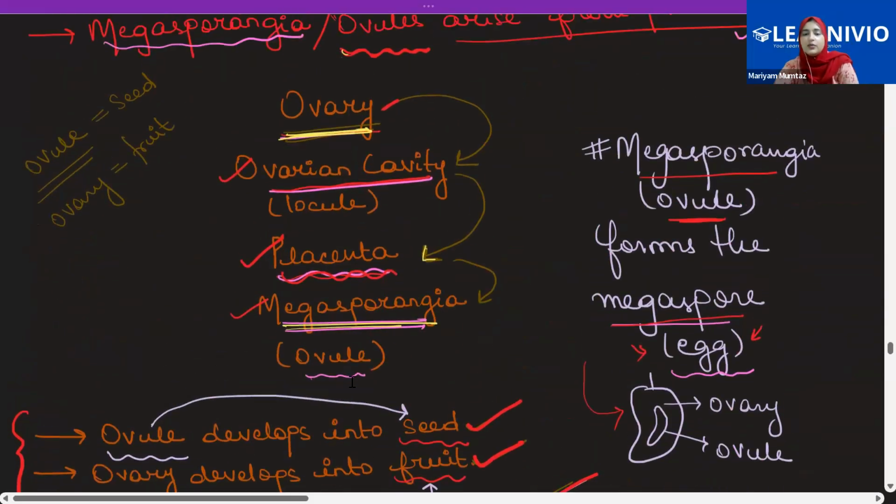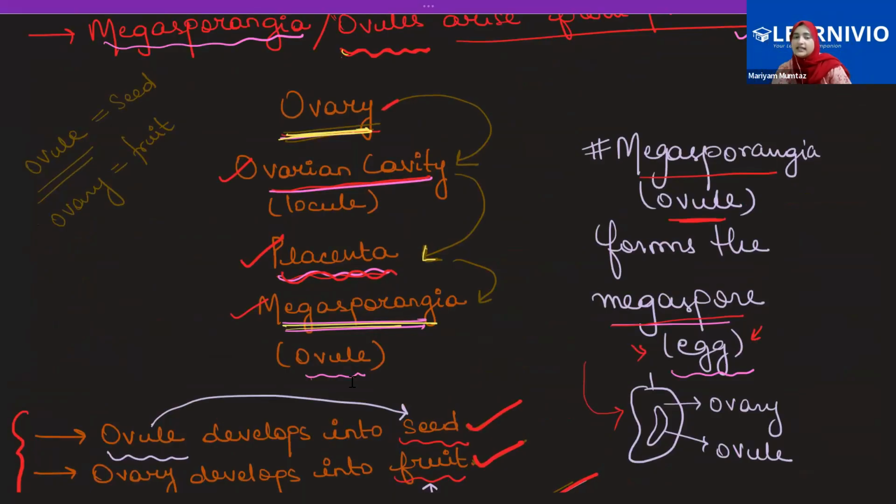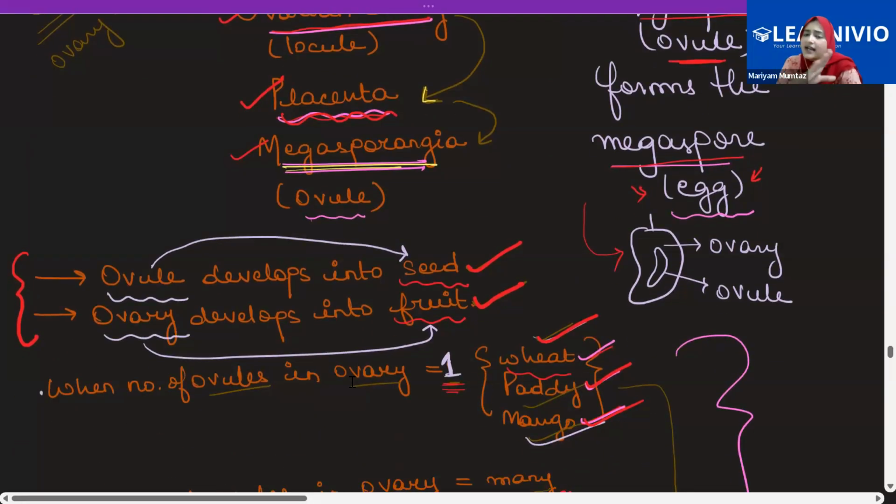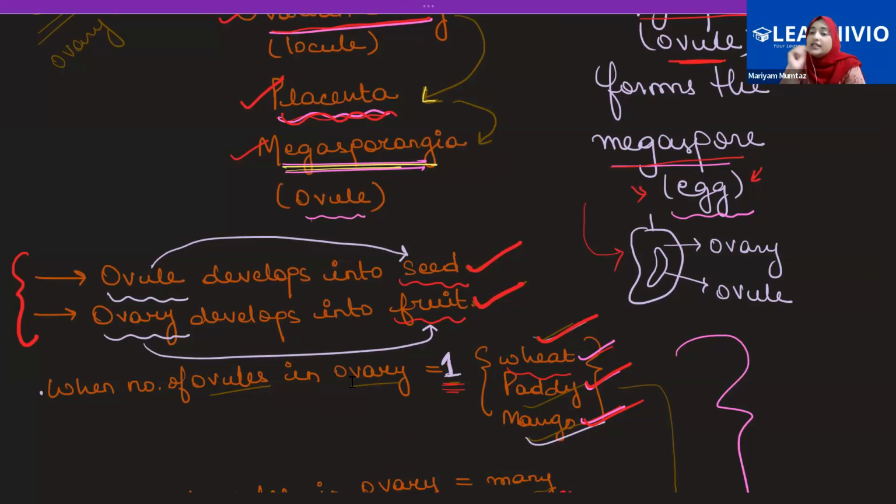If you see here, this is the whole entire thing. Inside the ovary, the ovarian locule. Inside the ovarian locule, that's the placenta. Placenta gives rise to the ovule. And further, when the whole entire fertilization gets completed, the ovule will become the seed. The seed that we have, like how mango has a seed in it, is a developed ovule. The fruit that we consume is an ovary. The ovary ripens and forms a fruit.